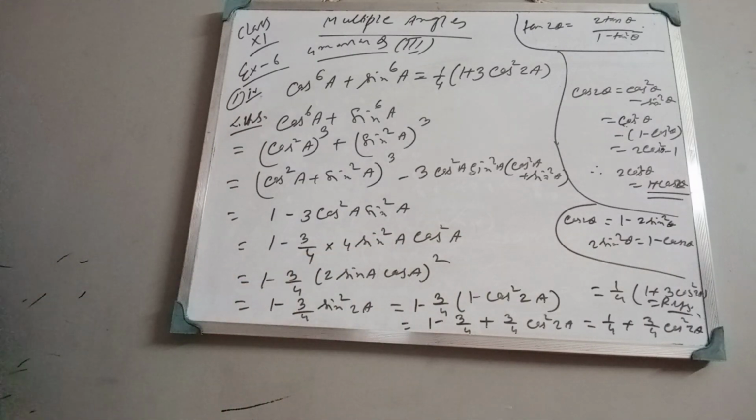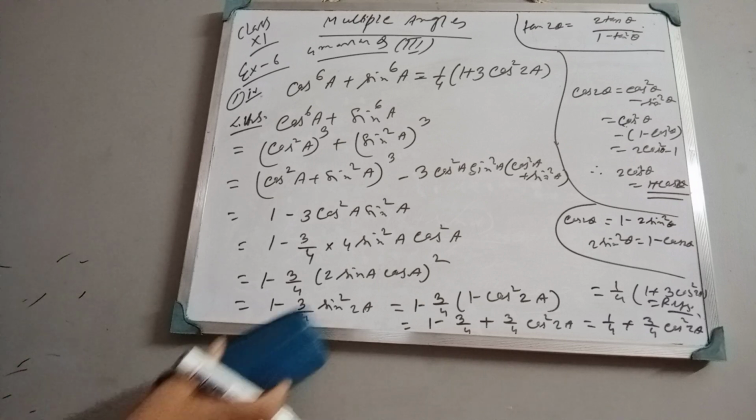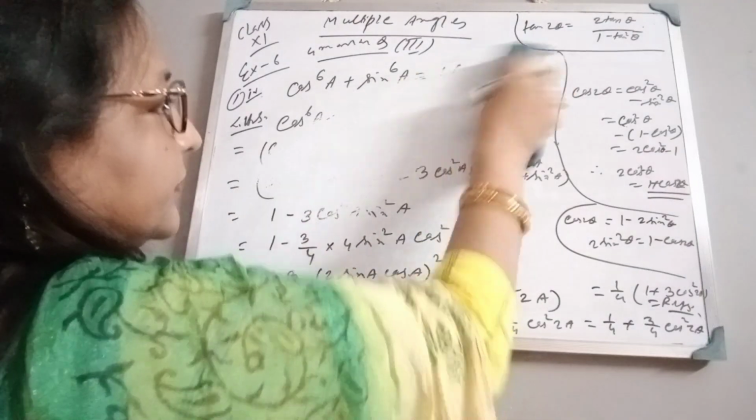Okay, next sum. Next sum number 5. 1 part 5.